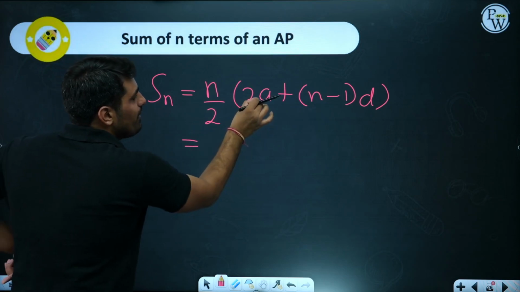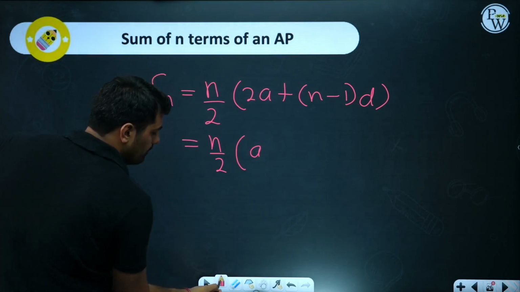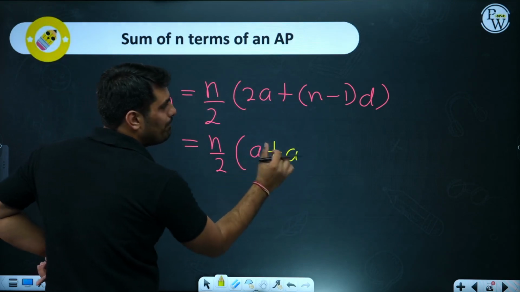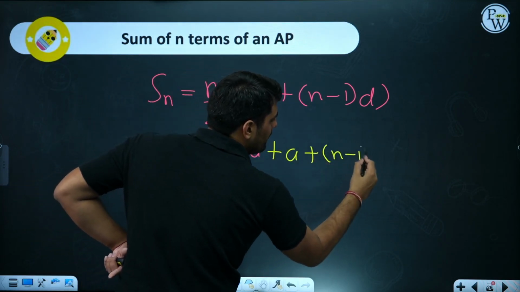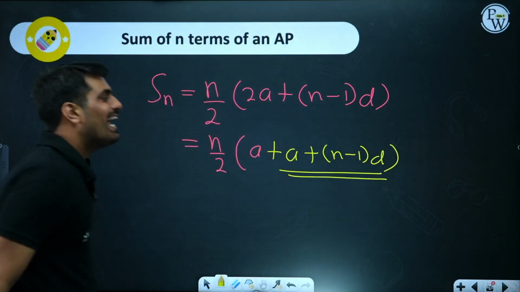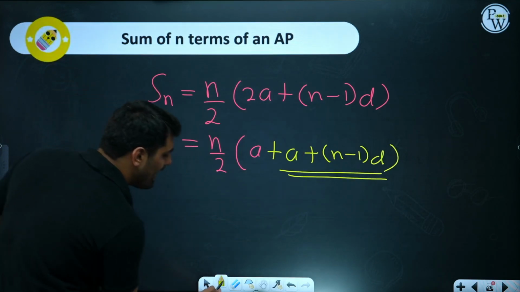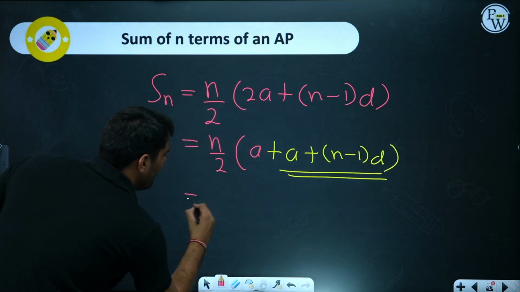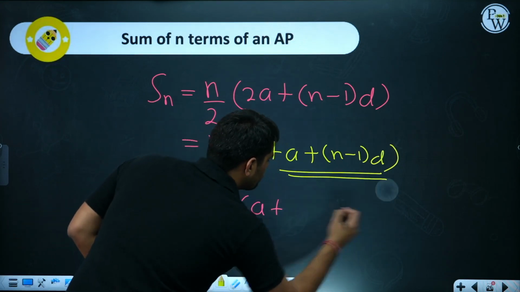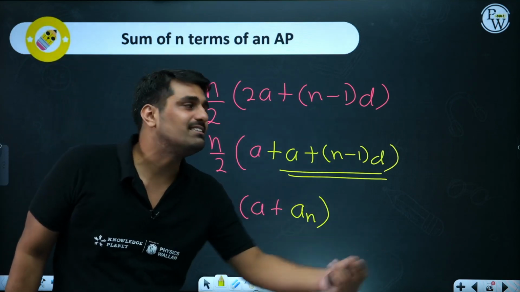In this, if I split 2A, I write it as n by 2, A, and the next A I will be writing as plus A. 2A has been split into A plus A, plus n minus 1 into D. Observe this part: A plus n minus 1 into D. This is the formula for the general term. So I will write it as n by 2 into A plus an. If I say an is our last term, why last term?